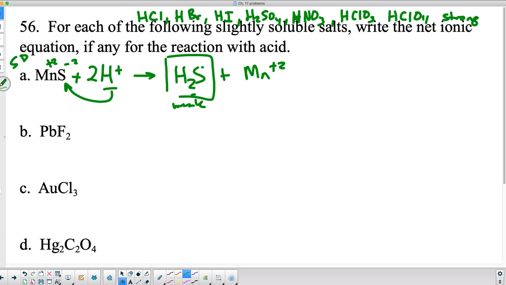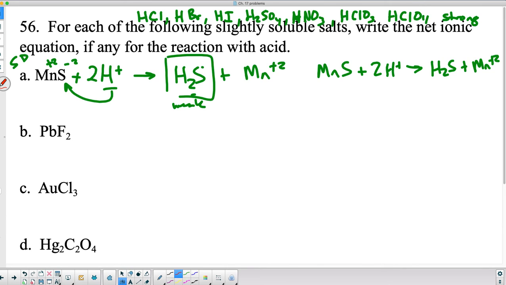Write the net ionic equation. That's the net ionic equation there. Okay, I can rewrite it again for you if you like. That would be MnS plus 2H+ yields H2S plus Mn with a +2. That's the net ionic equation.